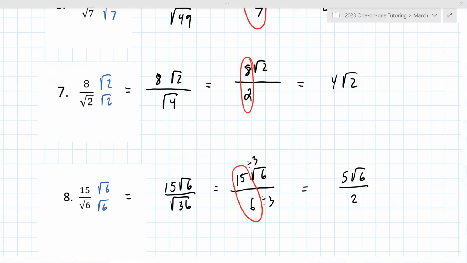Hopefully it was clear, because if it's not, we're going to need some more practice. So we'll just do a few problems here and see how this goes. Let's start with number 9 here.